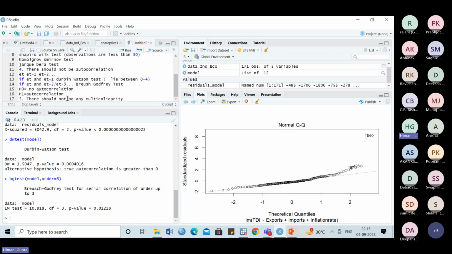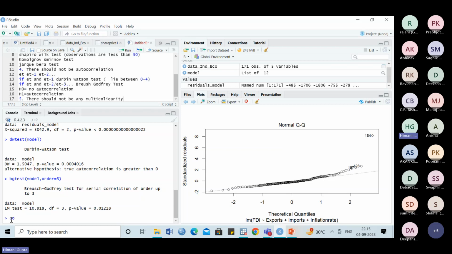Now multicollinearity means, previously we have done that there should not be autocorrelation, meaning error terms should not be related. Now multicollinearity, what we are saying, independent terms should not be correlated. Got it? Now, the best way to find out is to calculate the correlation among themselves. So we are going to find the correlation among the independent variables.